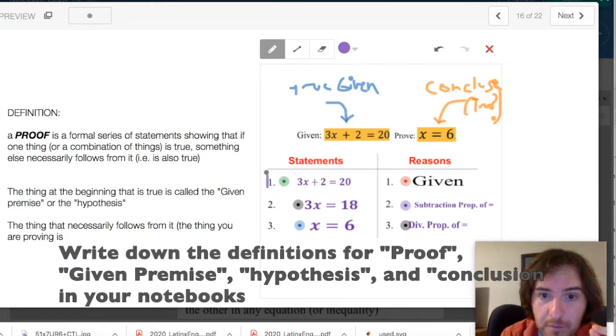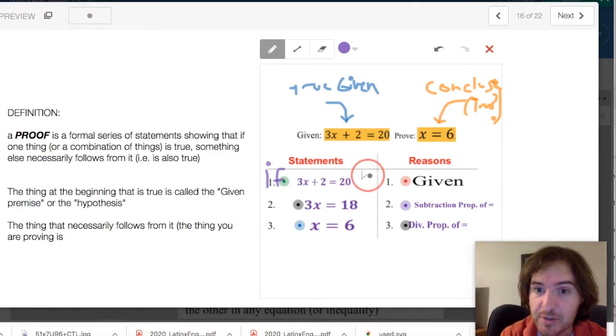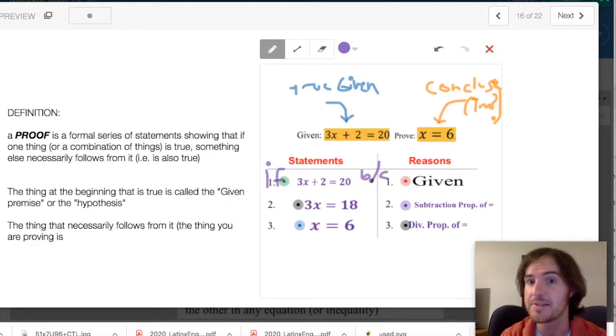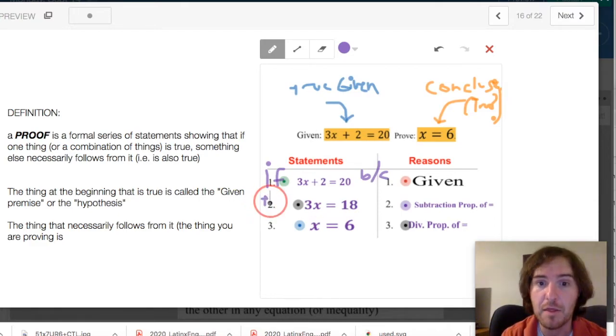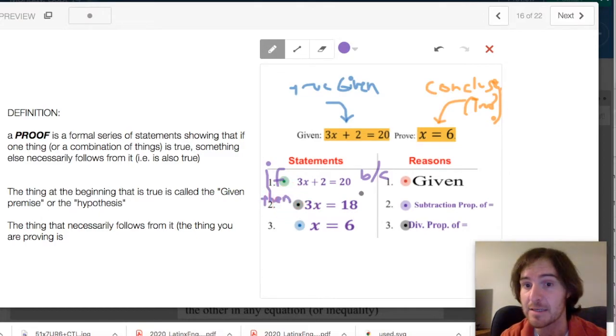So if, next to our given, if 3x plus 2 equals 20, the reason we know that is because, I'm going to write "because" or B/C right here, it's given to us. And then at statement 2, I'm going to write "then." Then we conclude that 3x has to equal 18. If 3x plus 2 equals 20 because it's given to us, then we conclude that 3x equals 18.